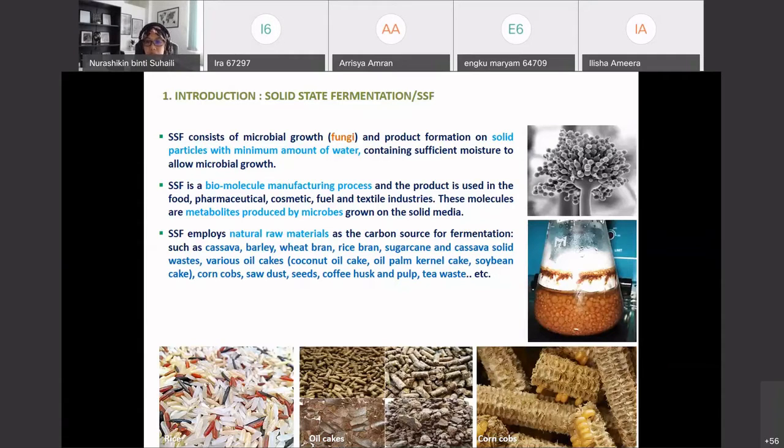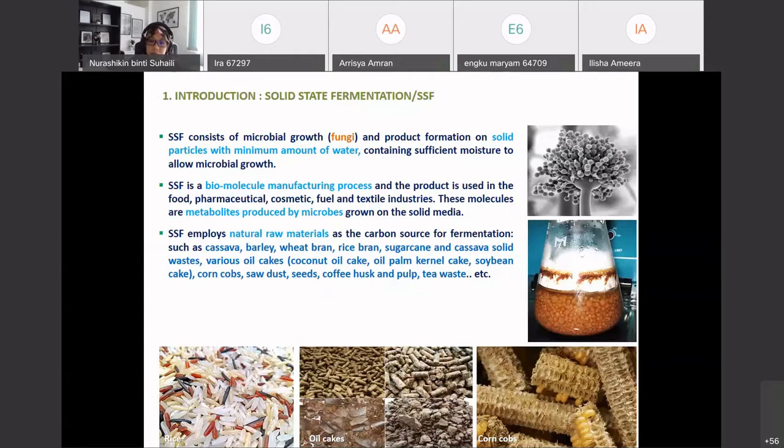People have started using agricultural waste as substrates for fermenting microorganisms in solid state fermentation. These kinds of materials or feedstocks can also be used for liquid fermentation, but for liquid fermentation, there are some modifications that need to be done. For example, these are solids, right? So if you want to use them for liquid fermentation, you have to first digest them and dissolve them into the liquid, which is not easy, and it requires certain pre-treatment stages.